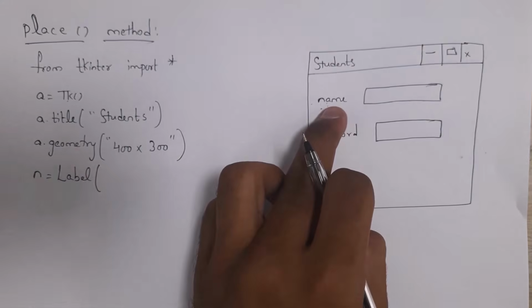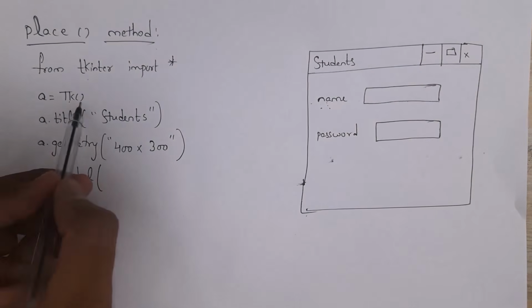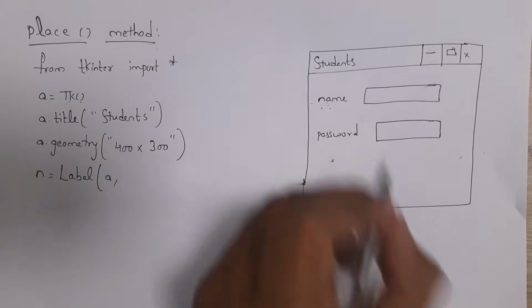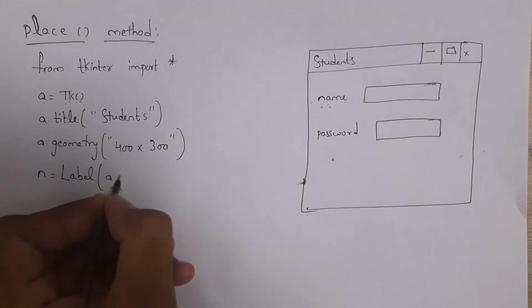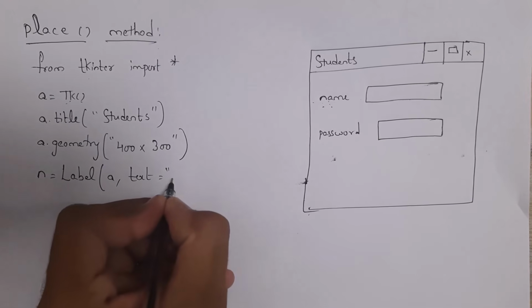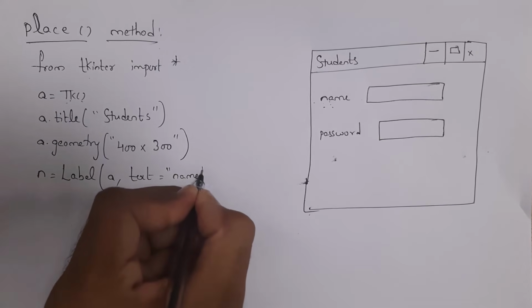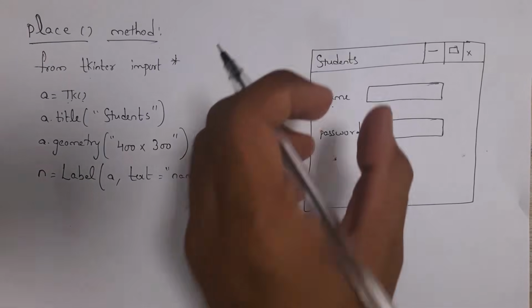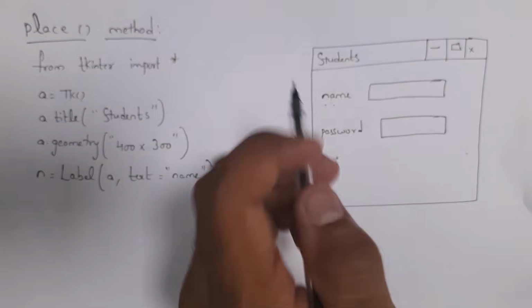I am applying this name inside window. My window is present in variable a. So definitely write here a comma. I want to give text, that is name. So just write here text equal to name. Where name is a string, so take quotations and close bracket. Now where you want to place this name? I want to place this name exactly in this position.